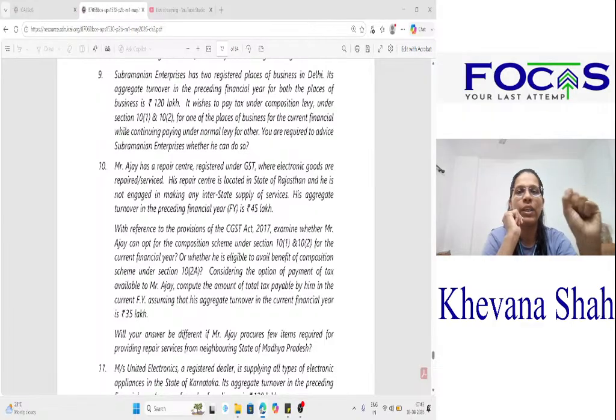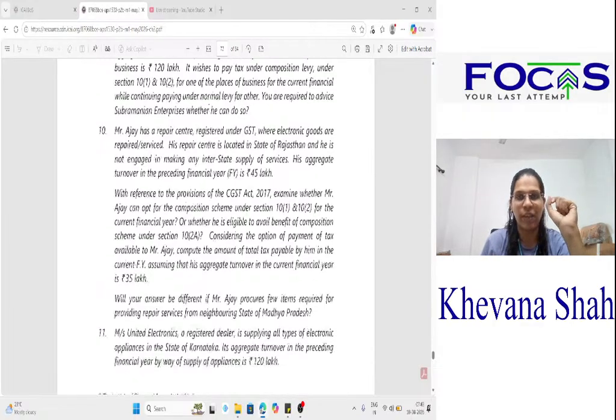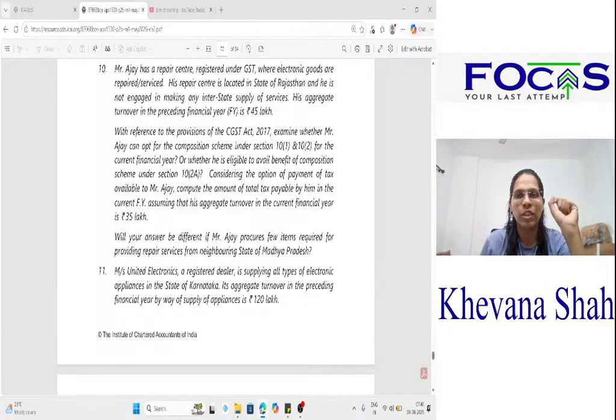His aggregate turnover in the preceding financial year is 45 lakhs. With reference to the provisions of the GST Act, examine whether Mr. Ajay can opt for composition scheme under section 10(1) and 10(2) for the current financial year or whether he is eligible to avail the benefit of composition scheme under section 10(2)(a). Considering the option of payment of tax available to Mr. Ajay, compute the amount of total tax payable by him in the current financial year assuming that his aggregate turnover in the current financial year is 35 lakhs.